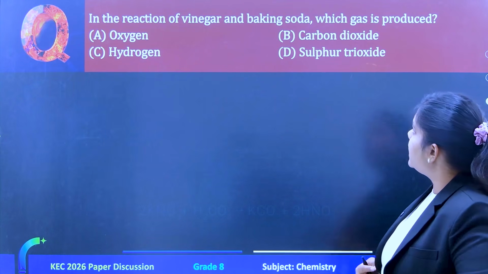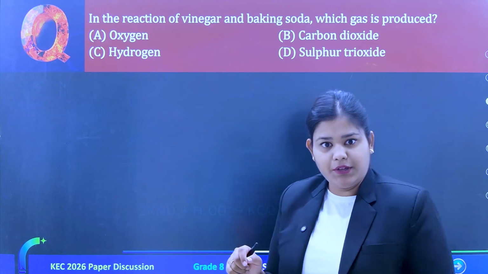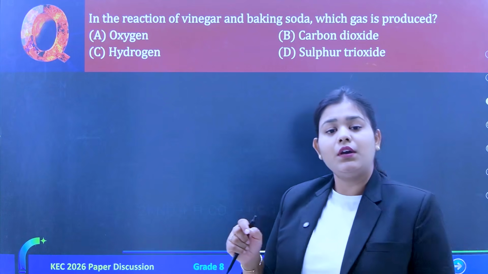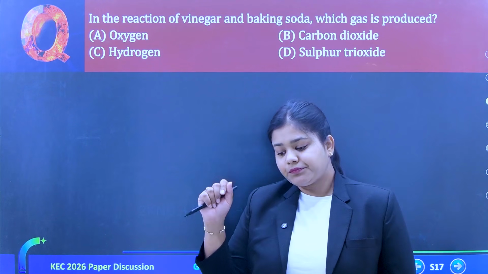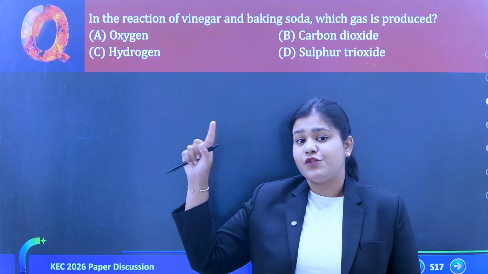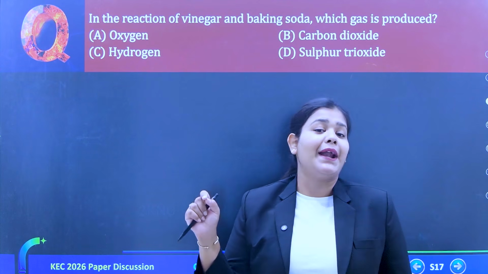In the reaction of vinegar and baking soda, which gas is produced? Now this question is very smartly given to you. We have already done that, when carbon dioxide reacts with lime water. So from where the carbon dioxide was coming, I have shown you in the diagram. The carbon dioxide was coming from vinegar and baking soda.